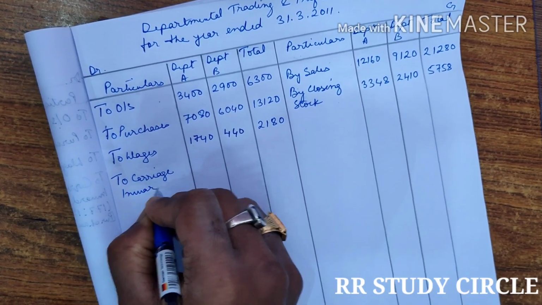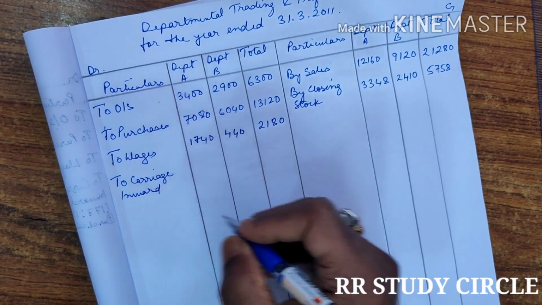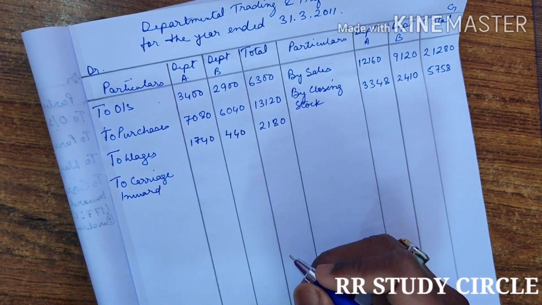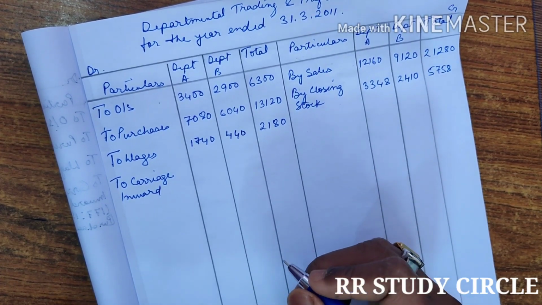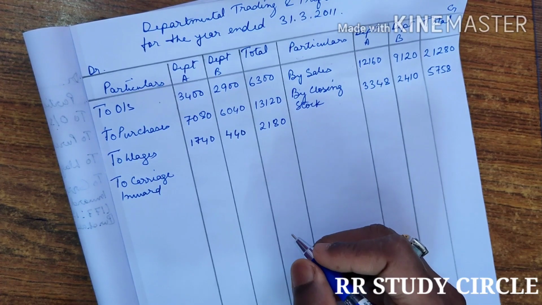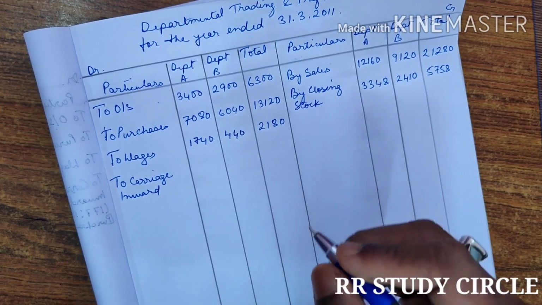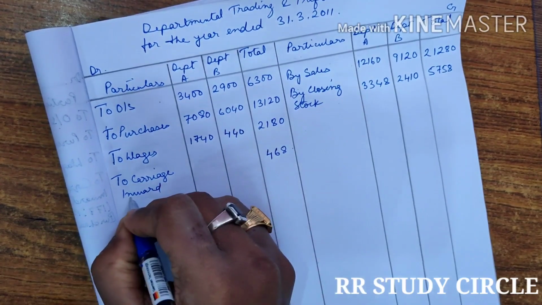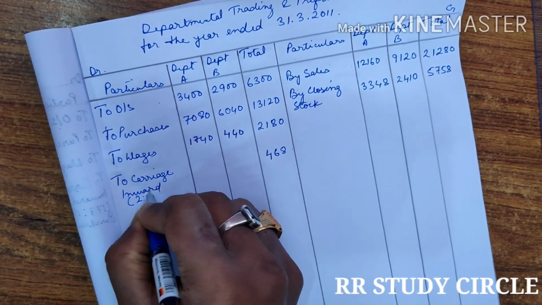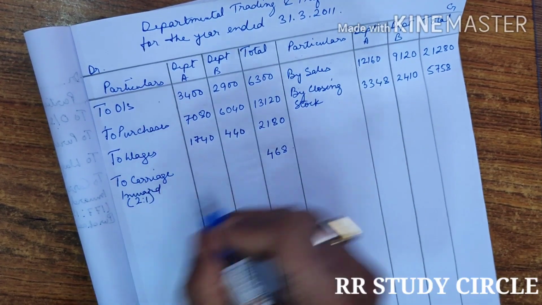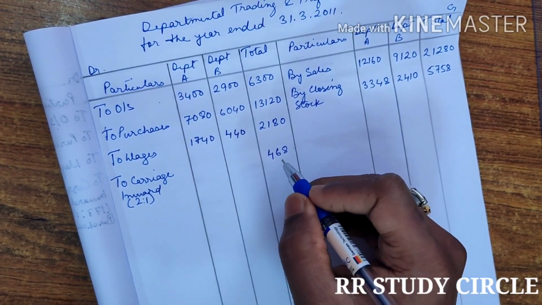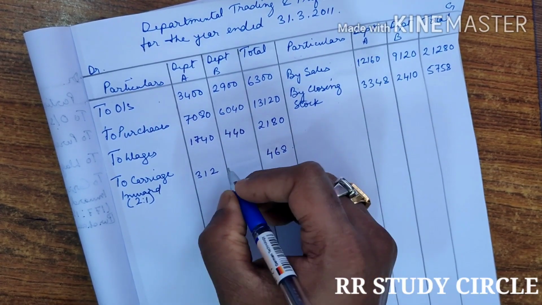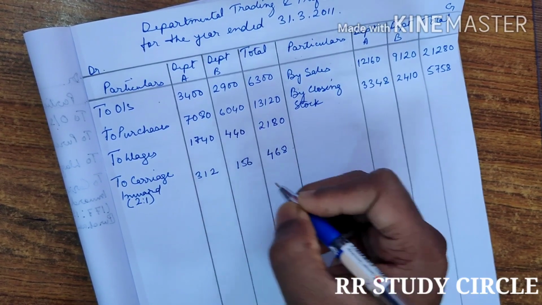Carriage inward. Now it has been mentioned in the question that carriage inward has to be apportioned in the ratio of 2:1. There are certain other expenses also which are to be apportioned in the ratio of 2:1. So the total amount of carriage inward is 468. First write down the amount in this column. Write 2:1. So how to calculate? 2 by 3 into 468. So for department A you will get 312, and for department B you will get 156.